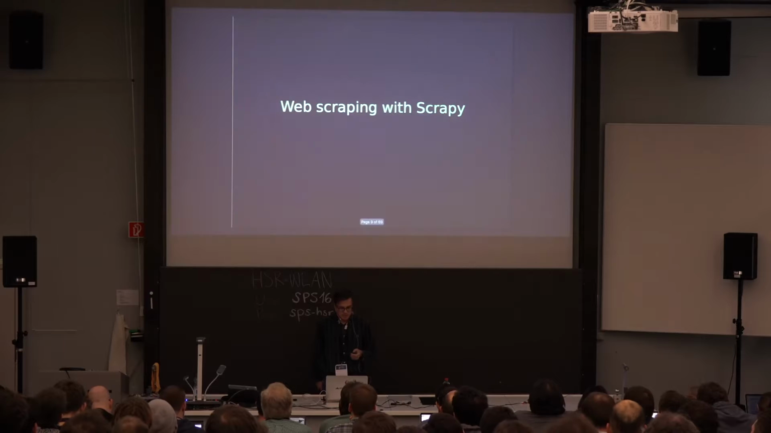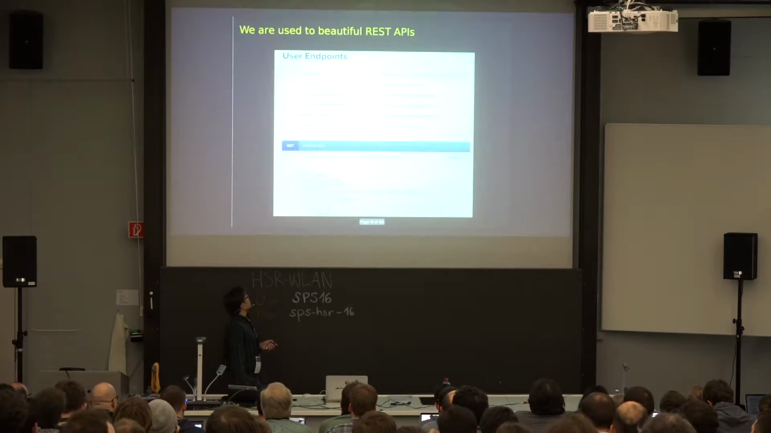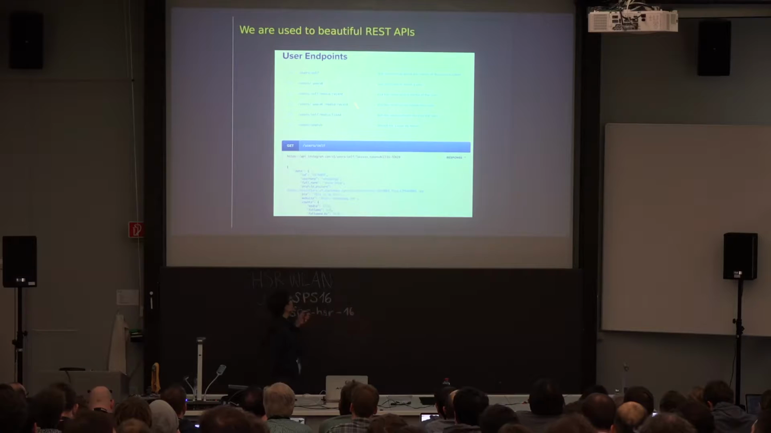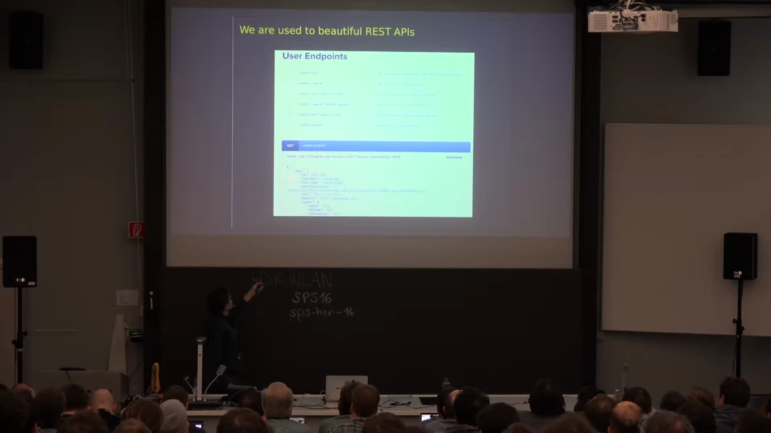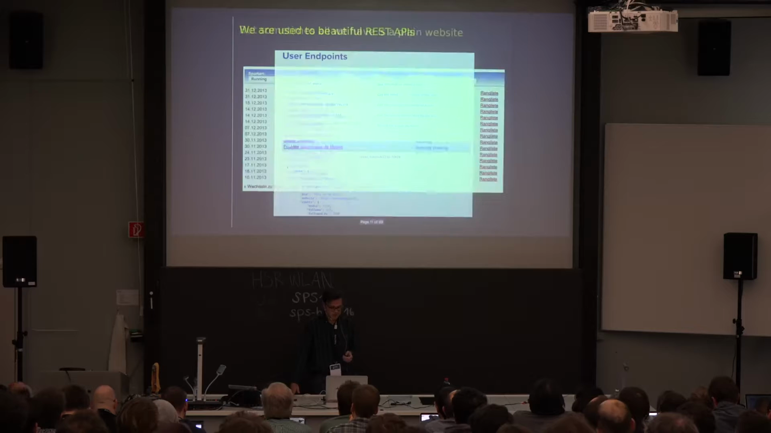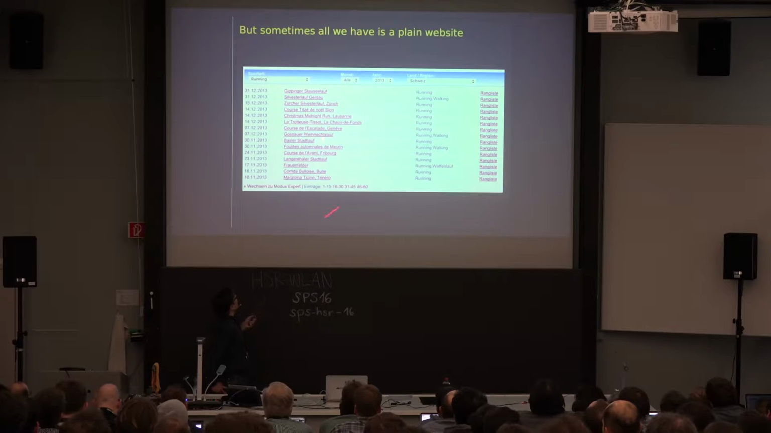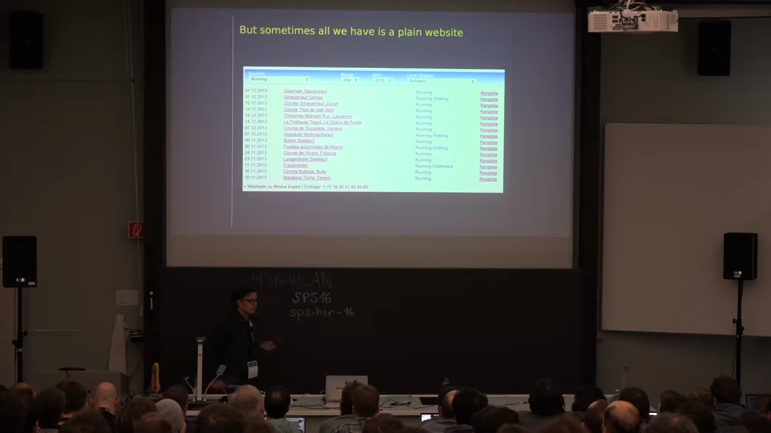Web scraping with Scrapy. We are all used to beautiful REST APIs. I have taken here an example from Instagram. We have your resources. You have a beautiful description of the JSON response. It's a no-brainer to call these REST services and to get the data from them. But sometimes all we have is a plain old website. And for all these running sites, there's no REST interface at all. So we somehow had to get to the data.